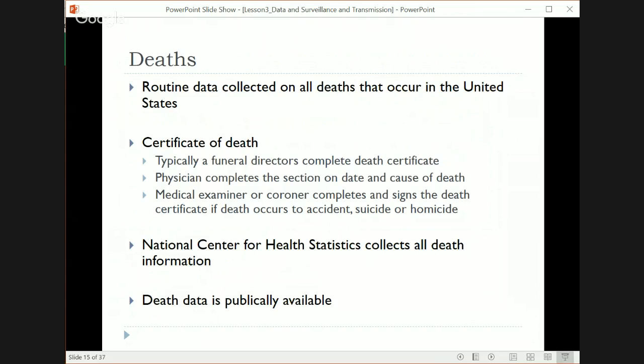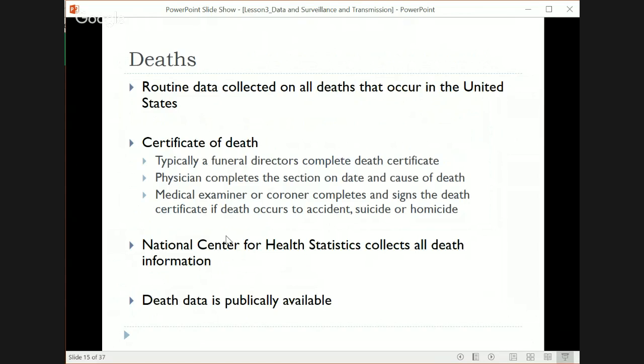And these rules change from state to state. Nationally, we have systematic collection of death data, but the way it occurs varies from state to state. The National Center for Health Statistics is responsible for collecting all the death information. The other interesting thing about death data is that it's publicly available. All your personal information is private until you die, at which point it becomes publicly available information. So you can look up death certificates on anyone.